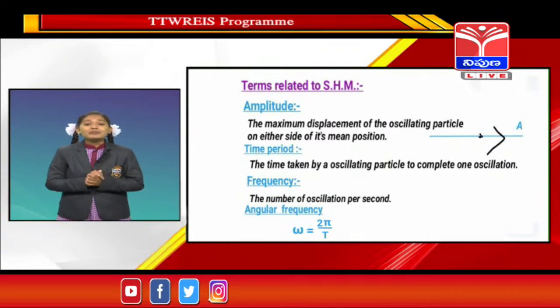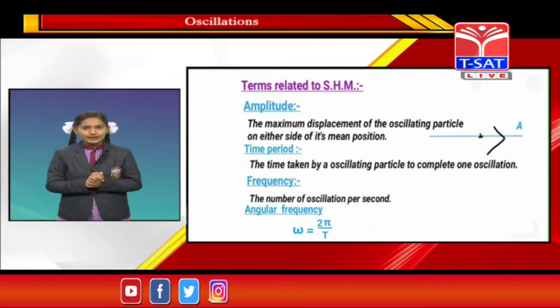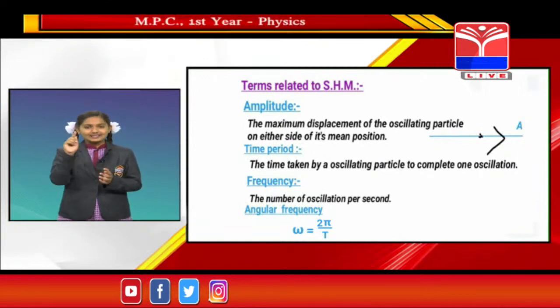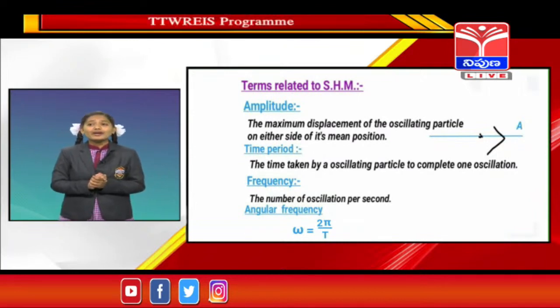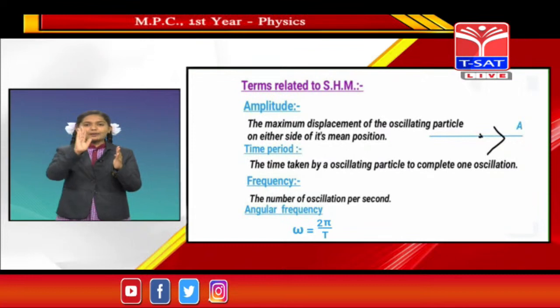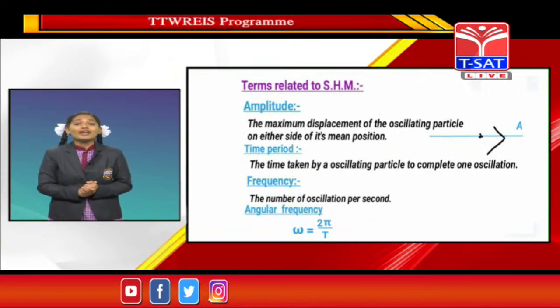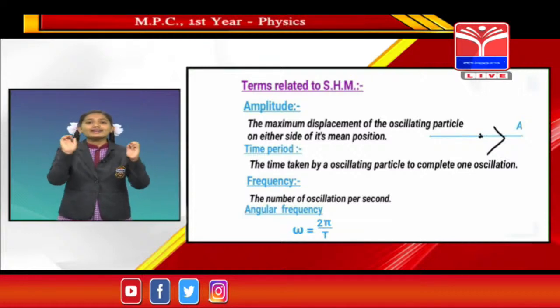Time period. The time taken by an oscillatory particle to complete one oscillation is known as the time period, where the time period is indicated by capital T and the unit of the time period is seconds. Frequency. The number of oscillations per second is known as the frequency, where the frequency is the reciprocal of the time period, 1 by T. And the unit of frequency is seconds inverse, or Hz. Angular frequency omega is equal to 2 pi by T. In the place of omega, we replace 2 pi by T.